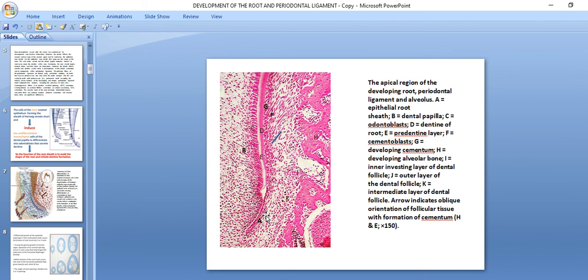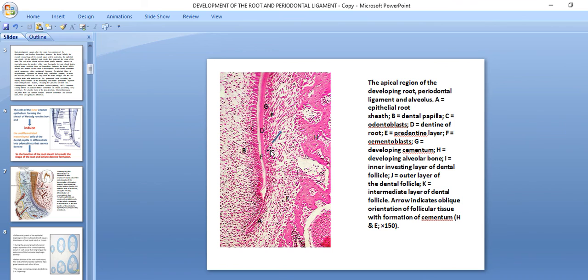Adjacent to the developing alveolar bone is the outer layer of the dental follicle, which is separated from the inner layer by an intermediate layer. And unlike the tissues of the inner layer, these outer and intermediate layers are said to be mesoderm in origin. Their cells contain few cytoplasmic organelles, and the extracellular compartment appears relatively featureless.